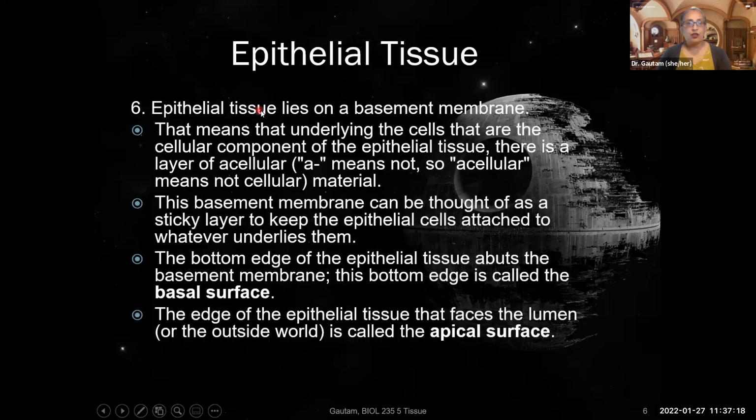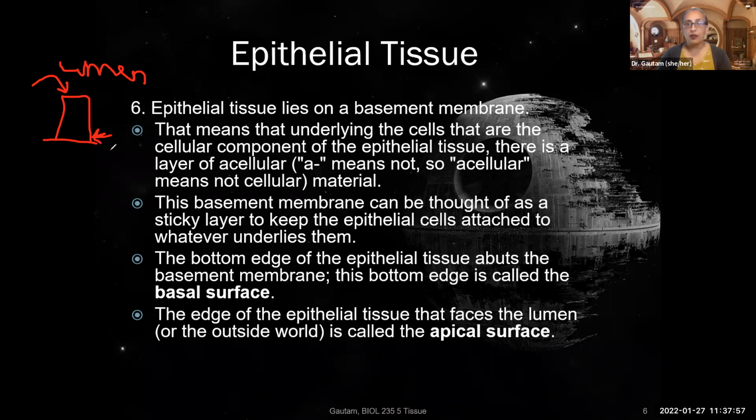The sixth characteristic, again, as we said earlier, is that the epithelial cells have a polarity, right? Okay, so this would be the lumen. So this is the apical surface, the free surface, and then this is the attached surface, just like we said. And that's the basal surface.